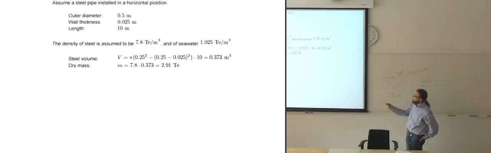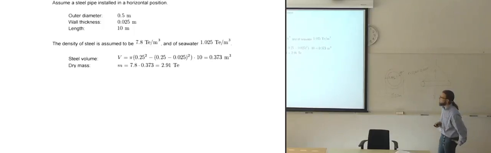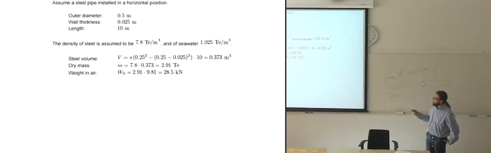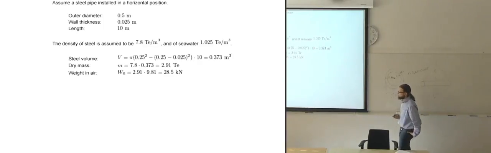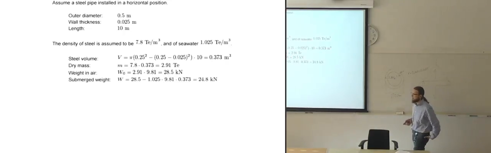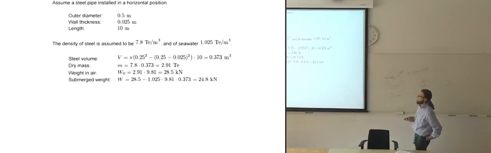Which means when we multiply it with the density of the steel, then we get the mass of the steel. So it's almost 3 tons of steel in this one pipe. Which means that in air it's going to weigh 28.5 kilonewtons. So when they're lifting it off the deck, they have that much force pulling on the wires. And when they are submerging it, we get those 28.5 kilonewtons, and we subtract the density of the water, the acceleration of gravity, and then the volume of the steel itself. So we get it down to 24.8 kilonewtons.